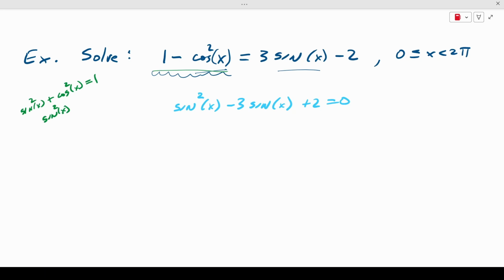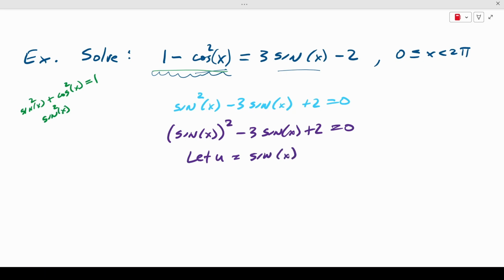Okay, now I'm going to write a line that is completely optional, but just to make it super clear, this is a sine x squared. I'm just clarifying what that notation means. Okay, and again, completely optional, I'm going to let u be sine of x, just to make this look nicer. That makes this a u squared minus 3u plus 2 equals 0. Okay, now I can factor.